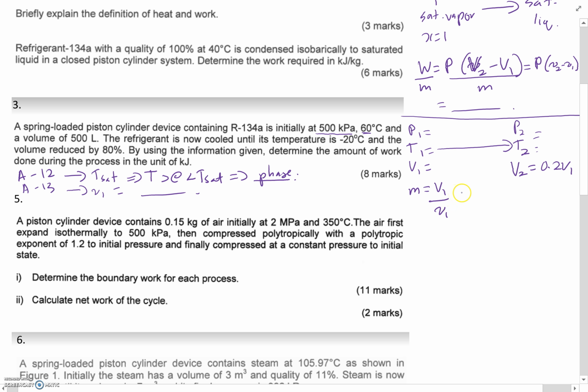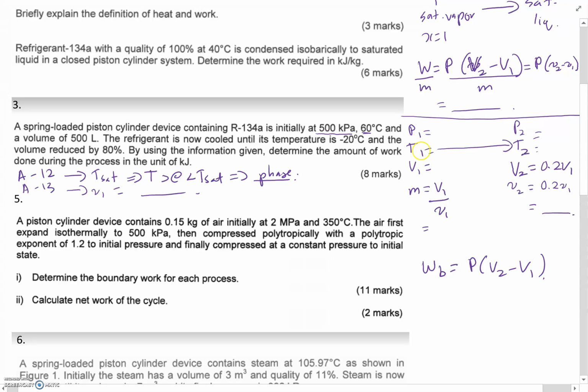So you can find the mass. When you have the mass, you have the relationship V2 equals 0.2 V1, so specific volume 2 is also equal to 0.2 specific volume 1. If you have mass and specific volume 2, you can get V2. When you have V2 and V1, what you are trying to get here is the boundary work, P(V2 minus V1).